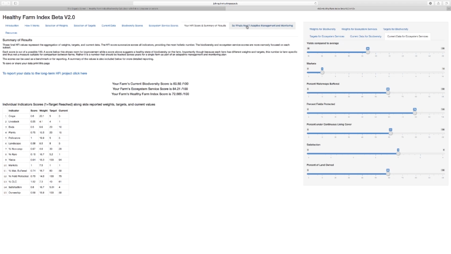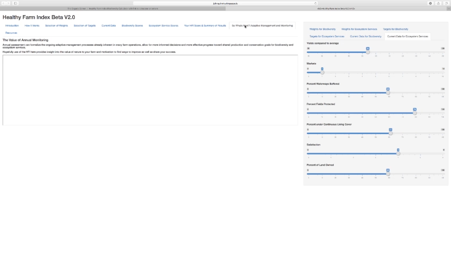But on a more individual level, we see this as a process where you might use the Healthy Farm Index on an annual basis. It's meant to take half an hour to an hour to walk through and complete. But the thought is that you would come back and reflect on those values each year and say, okay, in 2016, this is what I was doing well at. In 2017, I made these changes, and here's how my scores changed.